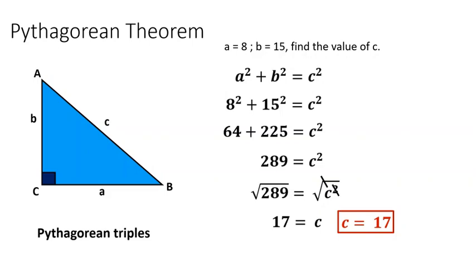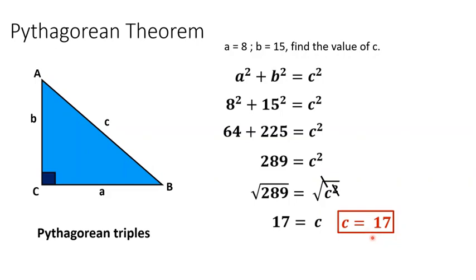Now, we have what we call Pythagorean triples. To avoid the solving part, you can search the internet for Pythagorean triples. These are combinations of three numbers that are the sides of a right triangle. I will give you an example. Another example is 3, 4, 5. Actually, 8, 15, and 17 is also part of a Pythagorean triple.